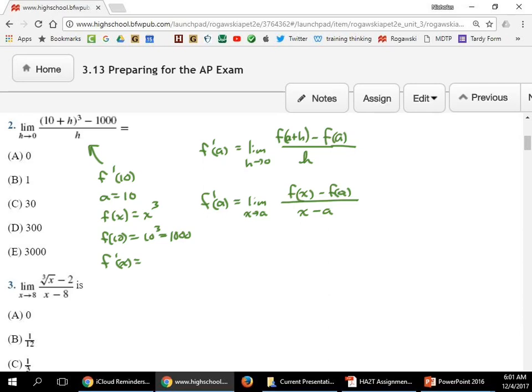F prime is 3 times 10 raised to the second power. No, not 10, you goofball. 3 times x raised to the second power. Okay, and then we plug in 10 to that. We get f prime of 10: 3 times 10 raised to the second power. And then we have 100 times 3, so we get 300. And that's your answer for that. Bam. Boom shakalaka. Let's do this one since we're at it.